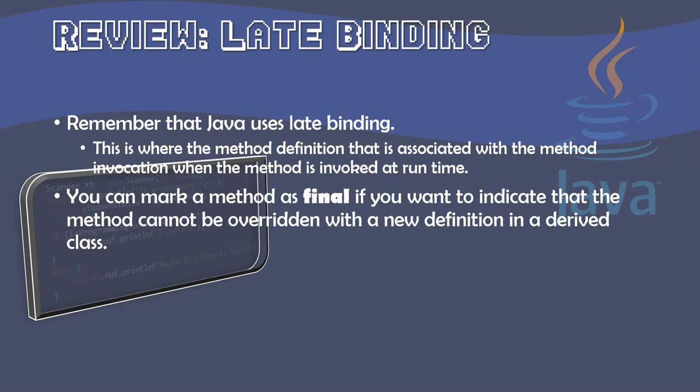Now, one thing that we did get out of this was the ability to mark a method as final if we want to indicate that the method cannot be overridden with a new definition in a derived class. So the key thing here is, if we create a derived class, and we have another derived class from it, and I say, you know what, I don't want this new derived class to be able to change what this method does, I can go ahead and mark it as final, and it will remain that way.